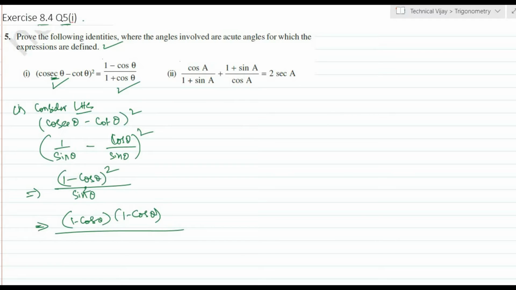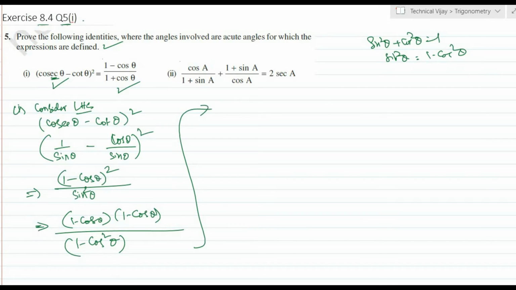Here sin square theta can be written as, we know that sin square theta plus cos square theta is equal to 1. So sin square theta is equal to 1 minus cos square theta. So this can be written as 1 minus cos square theta, and here this is 1 minus cos theta.